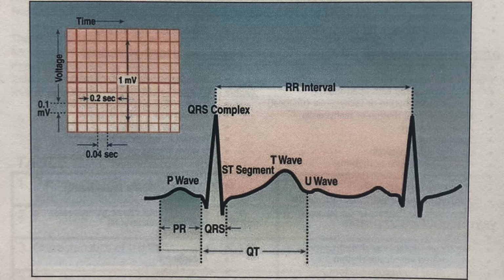The ST segment and T wave represent the ventricular repolarization. The U wave, while not always seen on EKGs, represents an electrical mechanical event at the beginning of diastole.